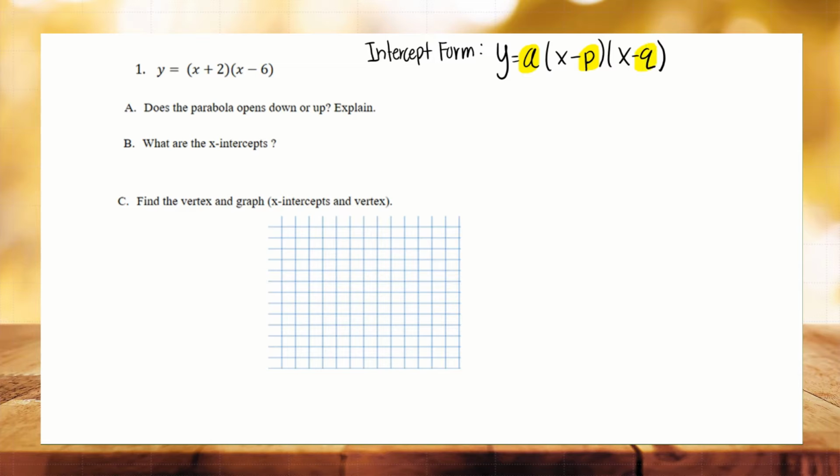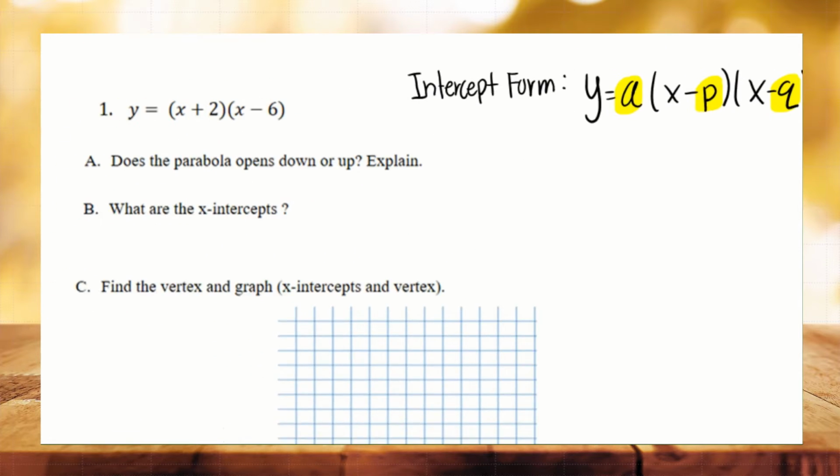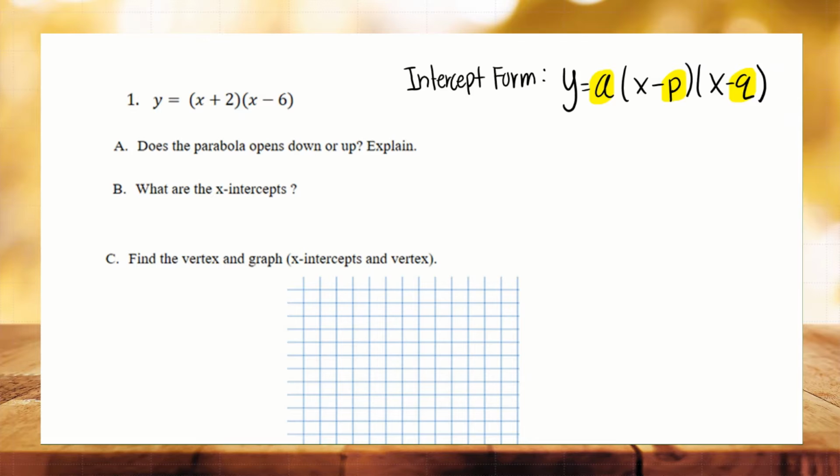On here, the three variables that are replaced with numbers are a, p, and q. Let's go ahead and identify those in the expression we have here in this form. There's no number outside the parentheses, so that means a is going to be 1. p will be 2, and q will be 6.